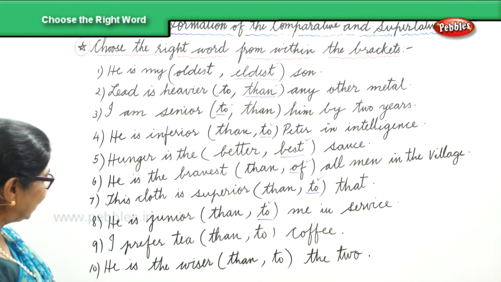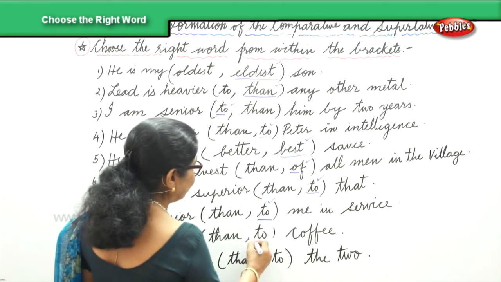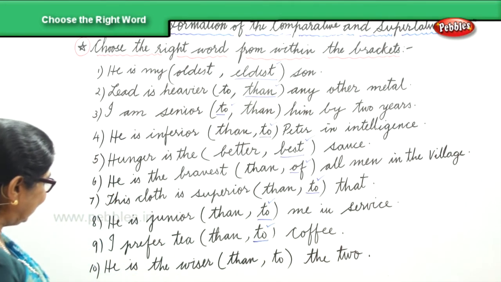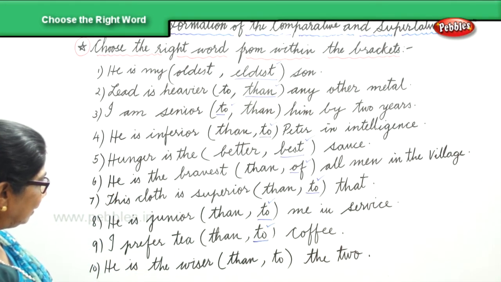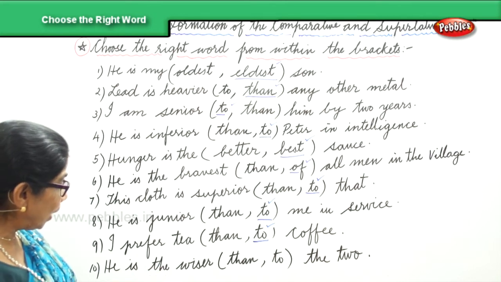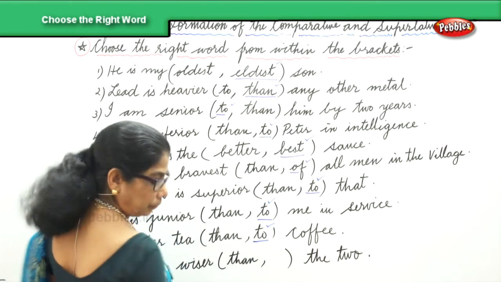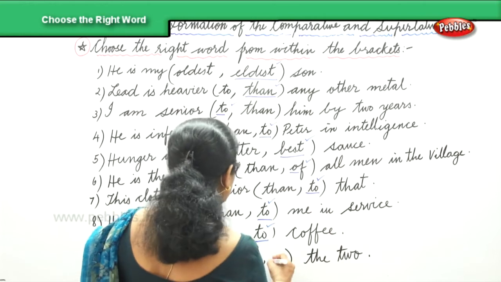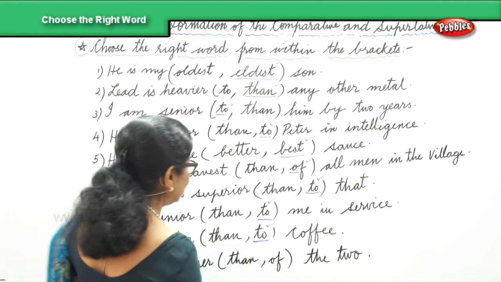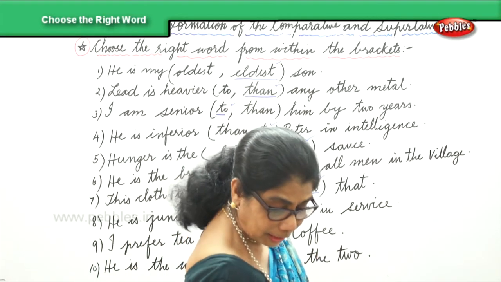Finally, I prefer tea than coffee. I prefer tea to coffee. Not than coffee, tea to coffee. He is the wiser than to the two. He must say, he is wiser. No, it's not to, it's of. Sorry, it's of. Wiser of the two. So, wiser of the two. Now we have done choosing of the right word.